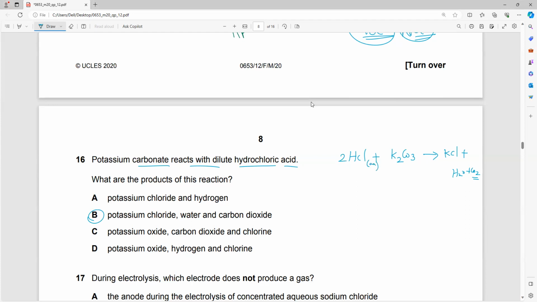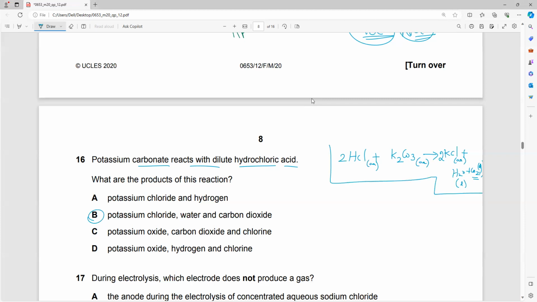2HCl in aqueous state, K2CO3 in aqueous state, gives KCl in aqueous state, H2O in liquid state, and carbon dioxide gas. And balance the equation: not 2H2O, sorry, 2KCl. Learn it. Equation learning is always important. Answer I don't want, I want the equation.